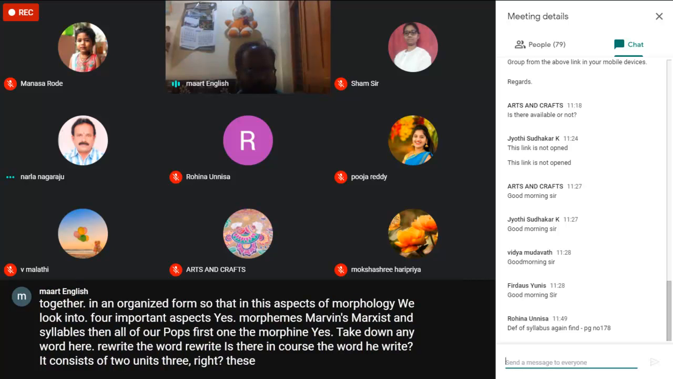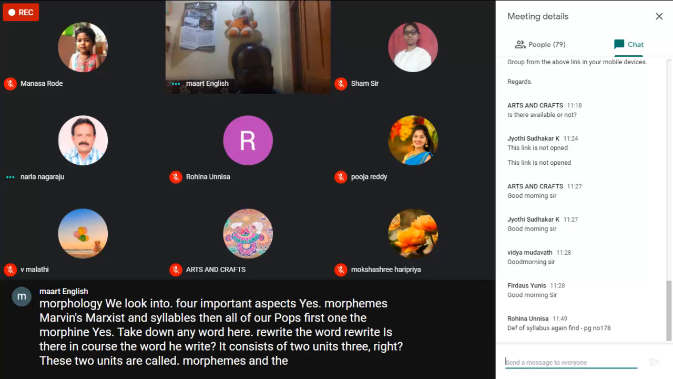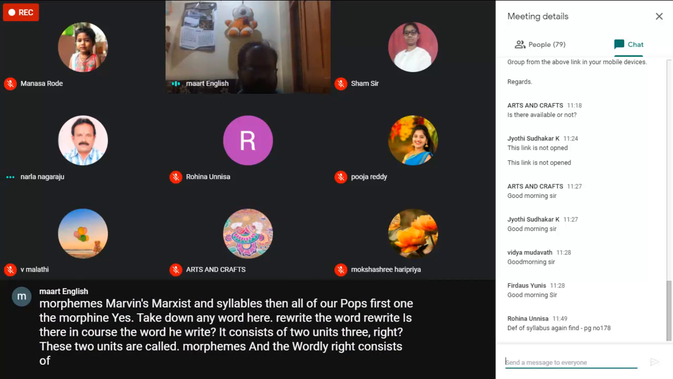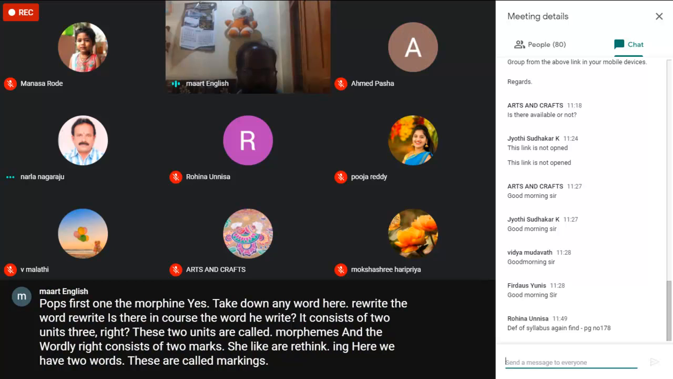These 2 units are called morphemes. And the word rewrite consists of 2 morphemes. Rewrite or rethink. Here we have 2 words. These are called morphemes. Yes.